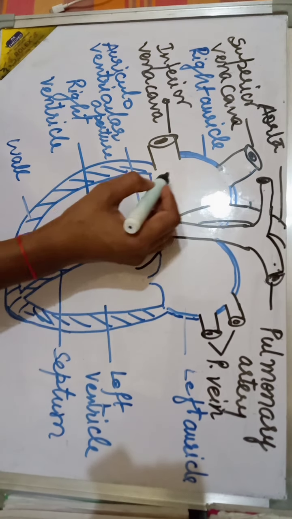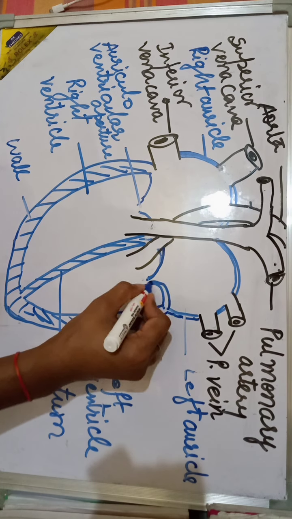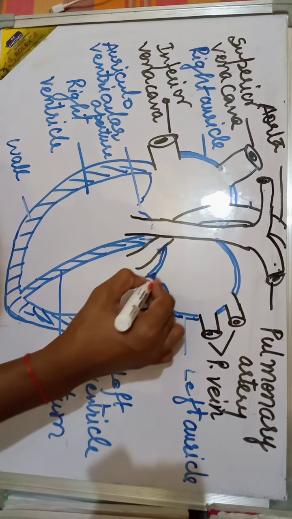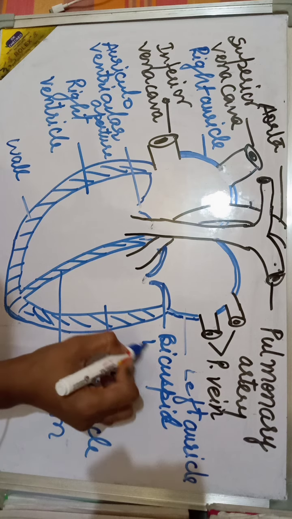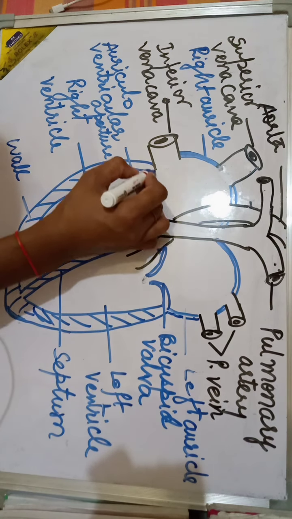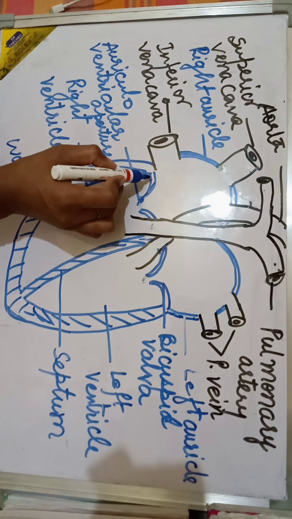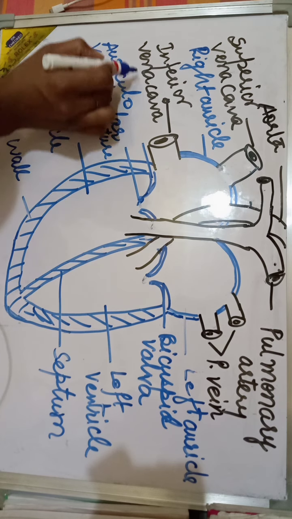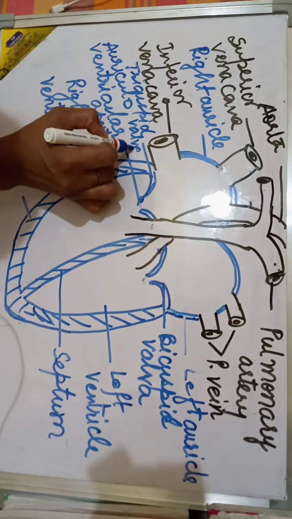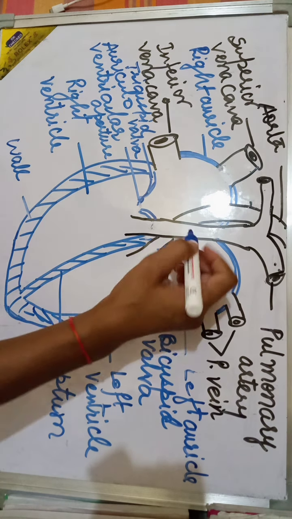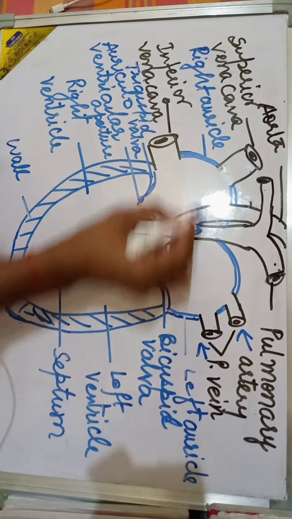These two are the aperture. Here we can draw easily the valve. This one is bicuspid valve, and this is tricuspid valve. There is no space. This is tricuspid valve. And the opening of this is taking blood away, this is taking blood away, this is bringing blood in, this is bringing blood in.